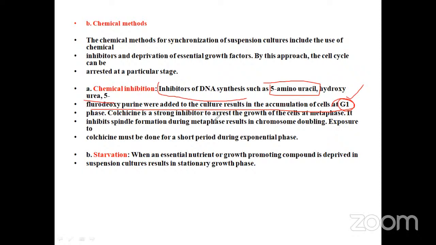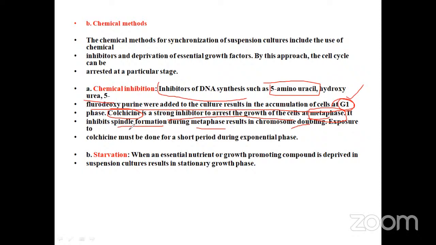Colchicine is a strong inhibitor that arrests the growth of cells at metaphase. In interphase, maybe G1, G2, you utilize some chemicals, 5-aminouracil, hydroxyurea, 5-fluorodeoxyuridine. But when the interphase is already completed and different cells are in division stages, prophase, metaphase, anaphase, telophase, then we use colchicine. This strong inhibitor arrests the growth of the cells at the metaphase level. It inhibits the spindle formation during metaphase, as a result of chromosome doubling.